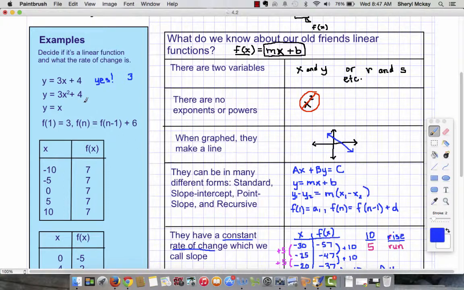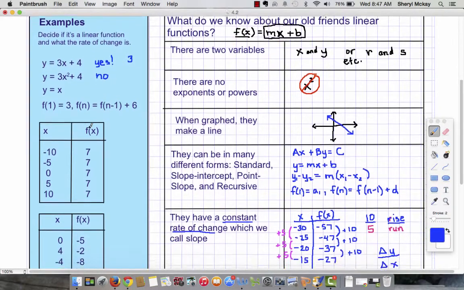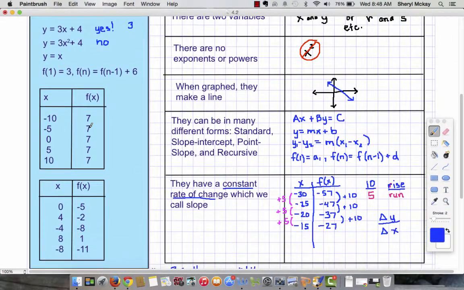All right, let's do the next one. Y equals 3x squared plus 4. Is that a linear function? And if it is, what is the rate of change? This time, I hope you remembered that there are no exponents or powers; x squared is not allowed, so it is not a linear function. It is a function, but it's not a linear function. Let's go on to the next one. Y equals x. Is that a linear function? And if it is, what is the rate of change?